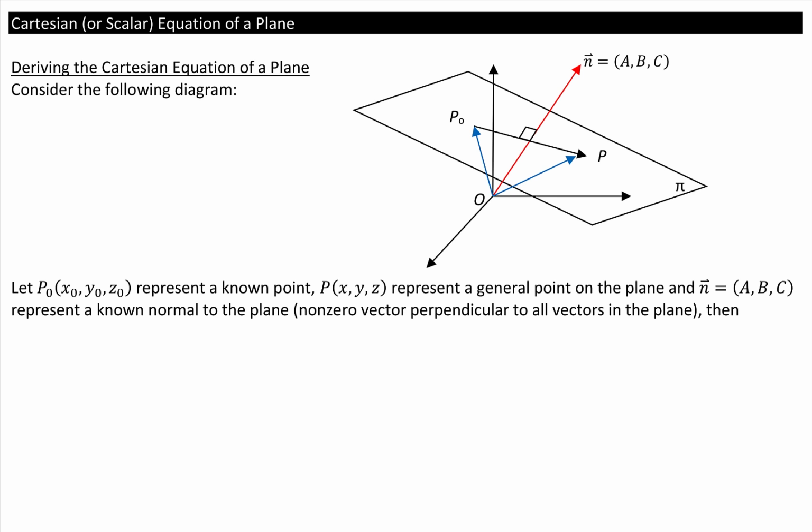So we're going to now look at an alternate version for the equation of a plane in 3 space. And this one's called the Cartesian or scalar equation of a plane. So take a look at the following diagram.